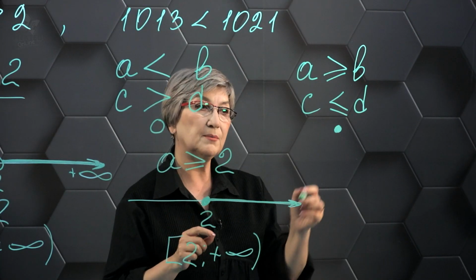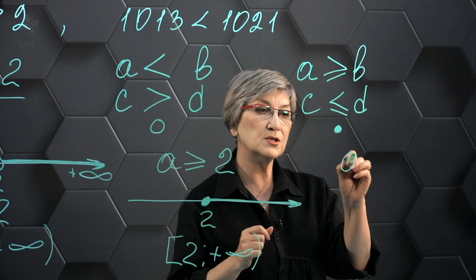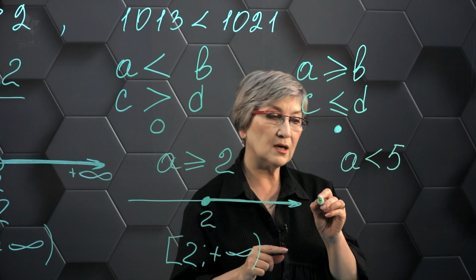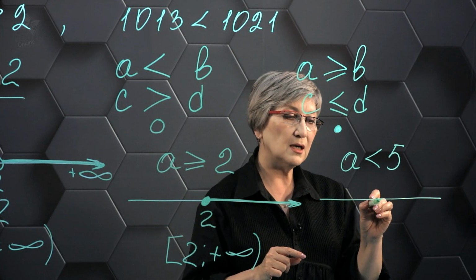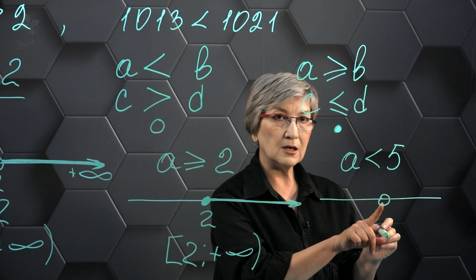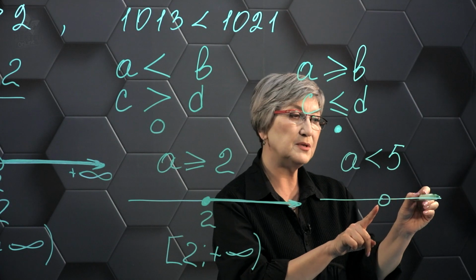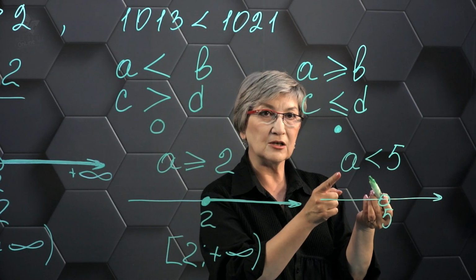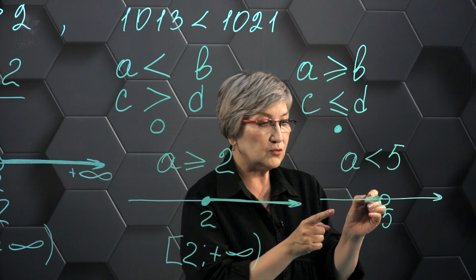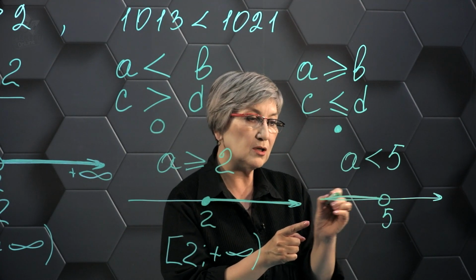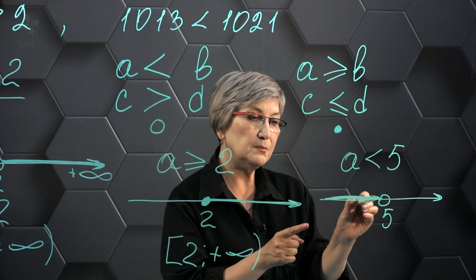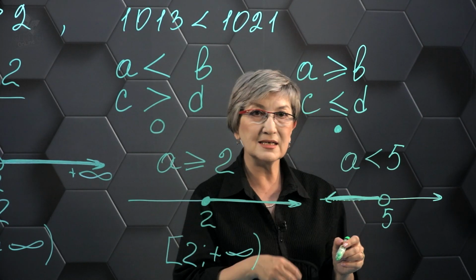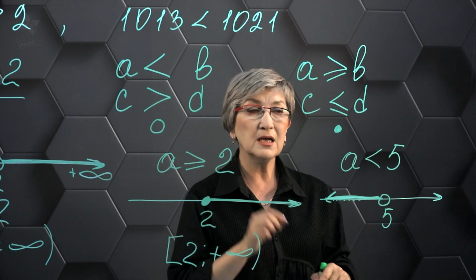Let's look at 2 more examples. If I have the inequality a is less than the number 5, then on the coordinate line, I find a point with a coordinate equal to 5. And if I need to show those numbers that are less than 5, then I will move to the left of the point 5. And then all the points to the left of the point 5 will be the solution to our inequality.